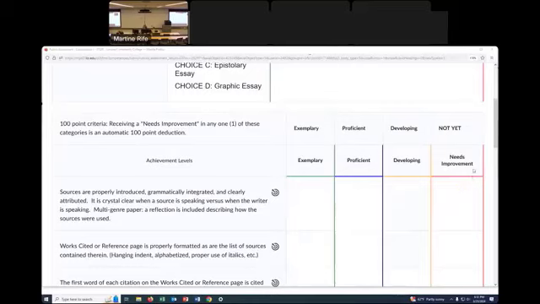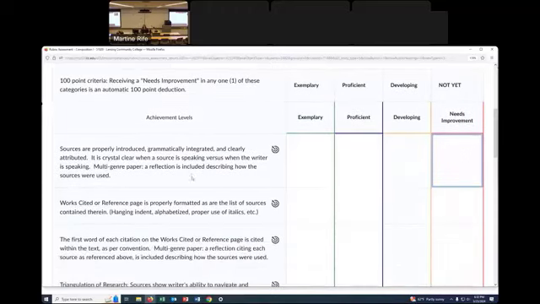Okay. The reason is because having needs improvement in any of those categories actually is a form of plagiarism. And I need to get you at least past that point to be good on this paper. I'll explain it. Okay. So needs improvement would be, all right, here's one of the qualities. Sources are properly introduced, grammatically integrated, clearly attributed.